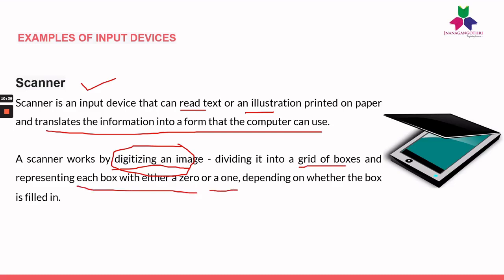Depending on whether the box contains any data, whether the box is filled or not, based on that it fills a box with either 0 or 1. So what we get from this is that the result is a matrix of bits. We call it a bitmap. This bitmap can be stored in a file, displayed on screen, or manipulated by programs. Moving on to the next slide.